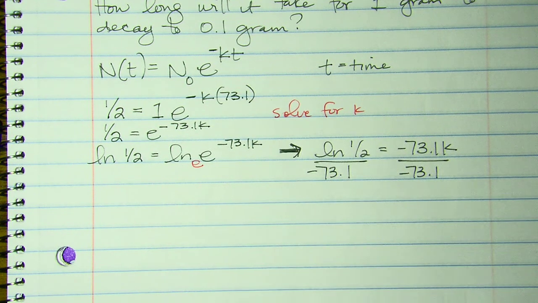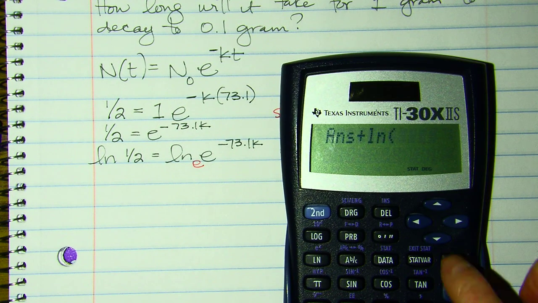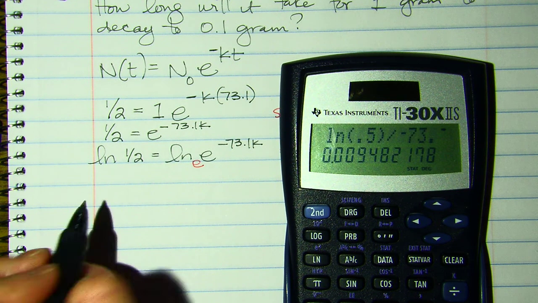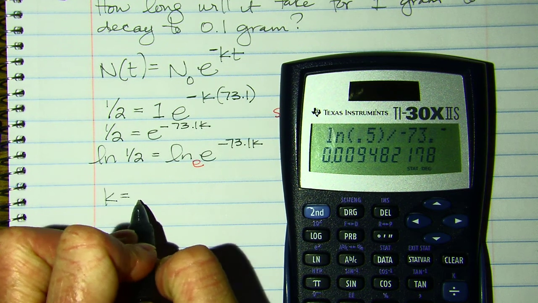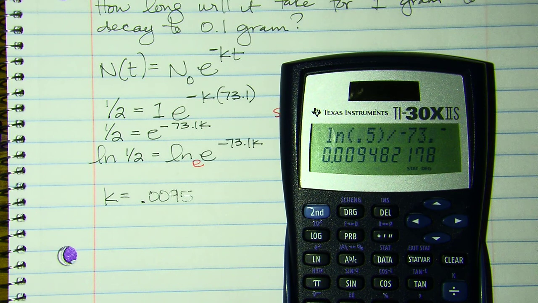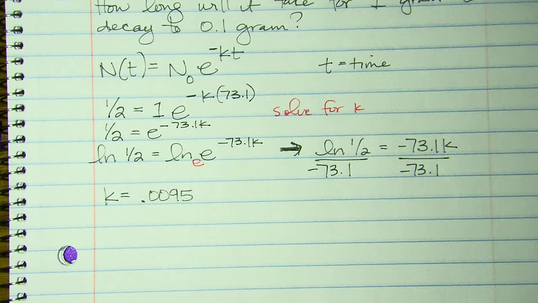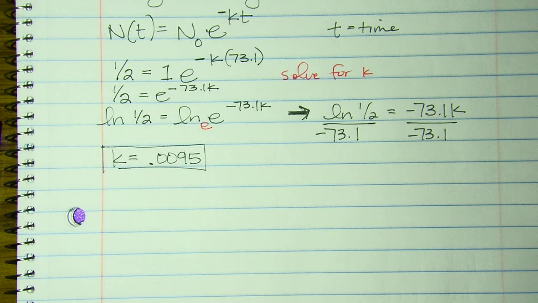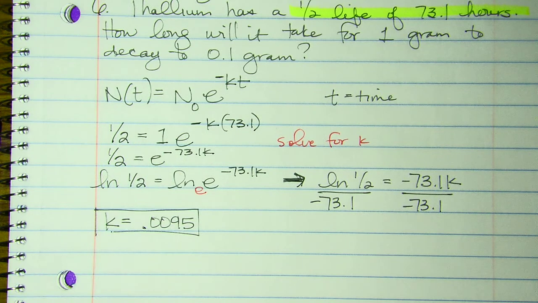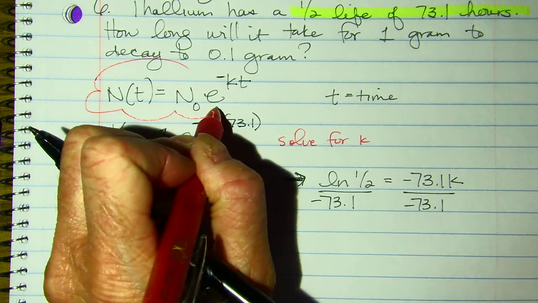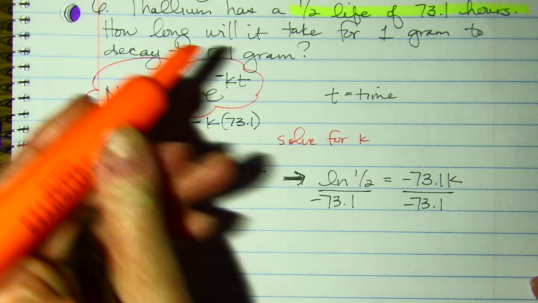So using our calculator, you hit the natural log button, 0.5 divided by negative 73.1, and I get that k equals 0.009. I'm going to round 4 up to 5. So now that I have k, I can answer the second part. This gave me k, the first part that we did using this, which is in your book.